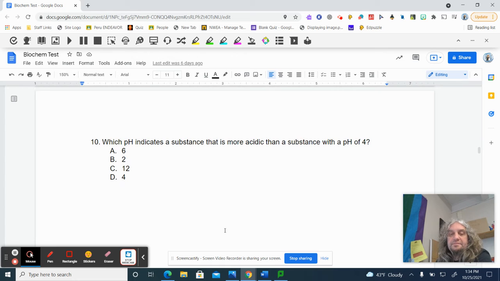Question 10. Which pH would indicate a substance that is more acidic than a substance with a pH of 4? A, 6, B, 2, C, 12, D, 4.